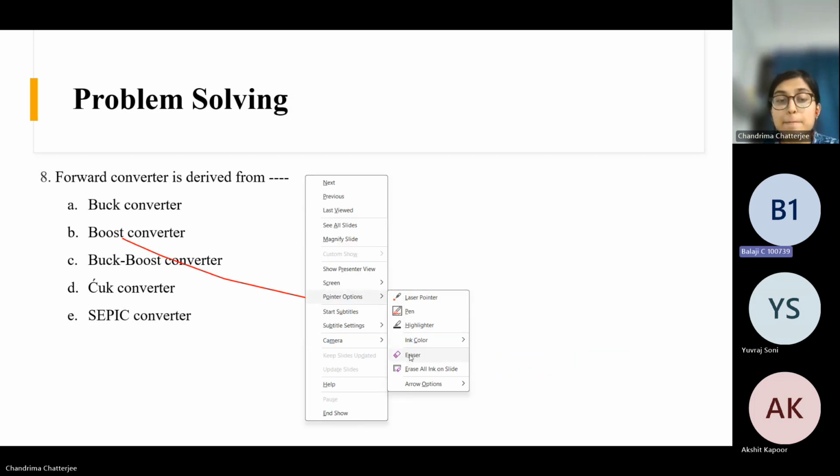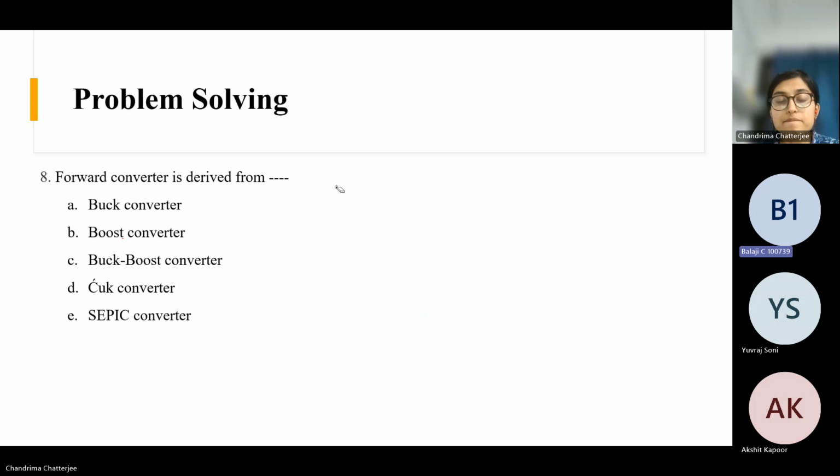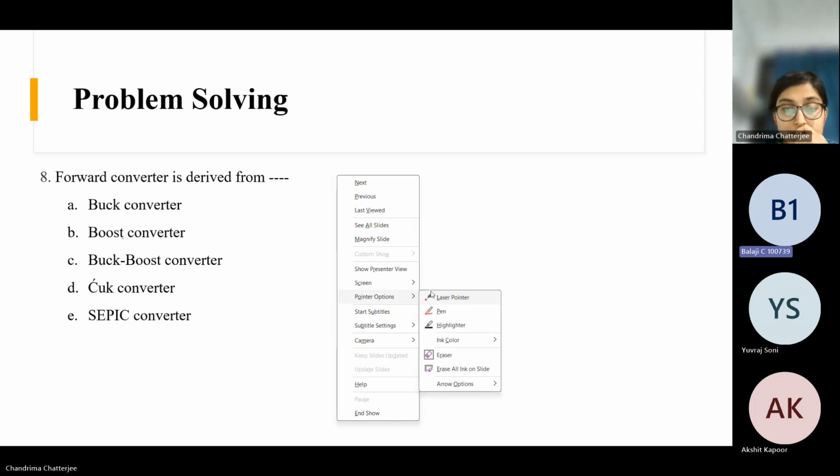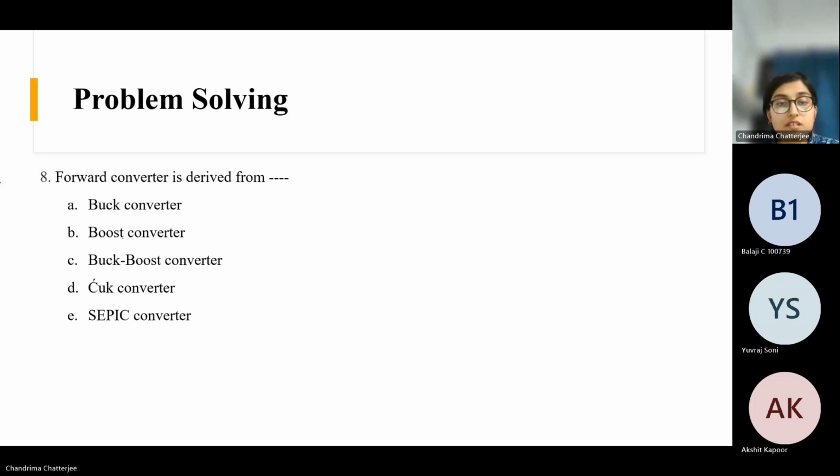To toggle with P, ma'am. If you press alphabet P, it will change to pen mode. Sometimes these keys are not working. Actually, my laptop is a bit old.